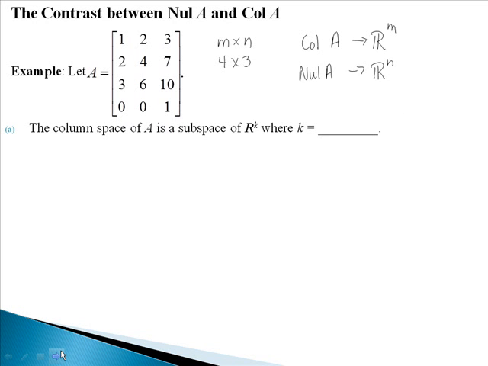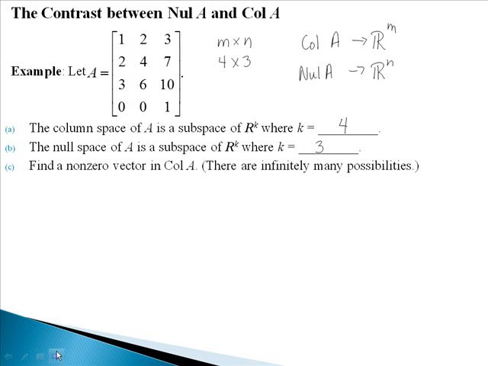So for the first question, the column space of A is a subspace of Rk where k is equal to 4, since it is sets that are in Rm and m is 4. Next question, the null space of A is a subspace of Rk where k is equal to 3, since these are in Rn and n was 3. And we're going to look at what the column space is and what the null space is in just a second, so this should make more sense.